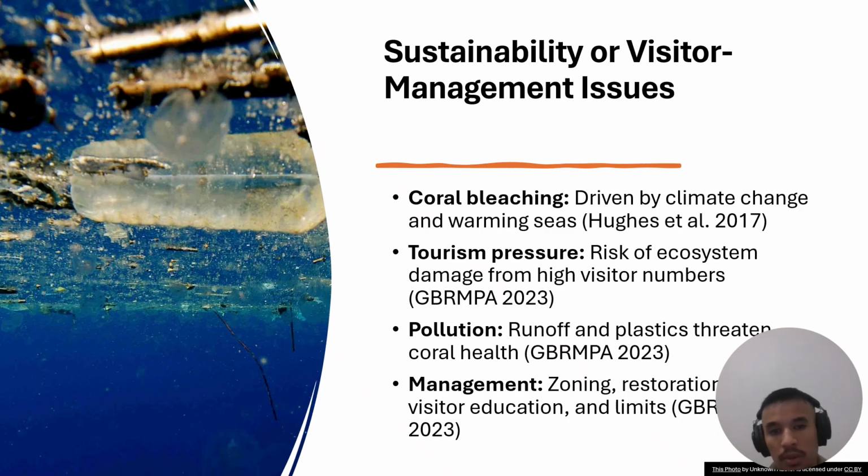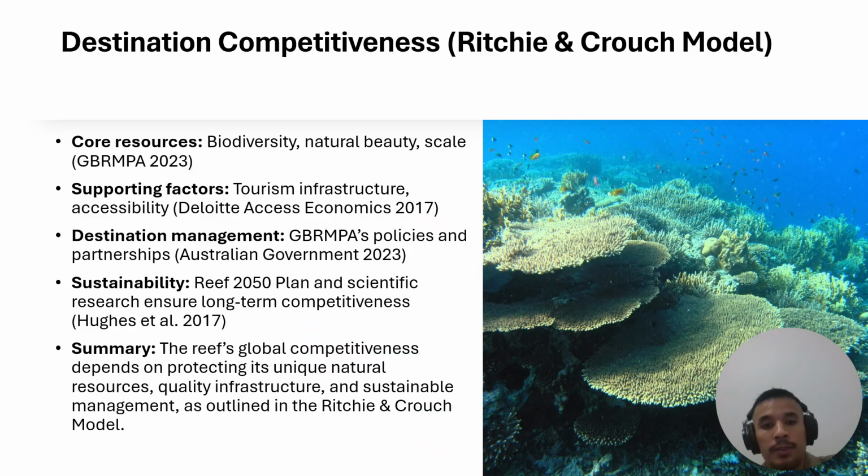To tackle these problems, the Great Barrier Reef Marine Park Authority has introduced some important management strategies. This includes zoning the reef into different areas to limit human impact, running reef restoration projects, educating visitors about responsible behavior, and setting limits on tourist numbers in sensitive spots. All of these strategies are designed to protect the reef for future generations. Let's go on to slide 5.